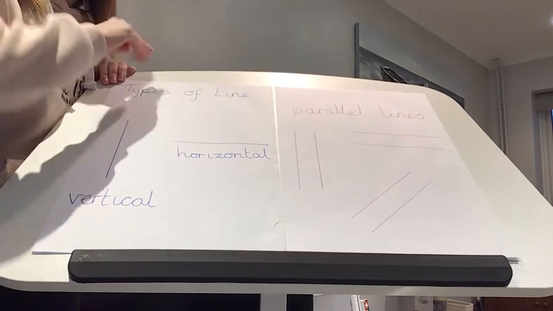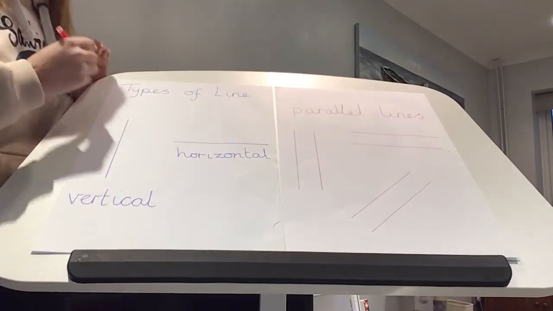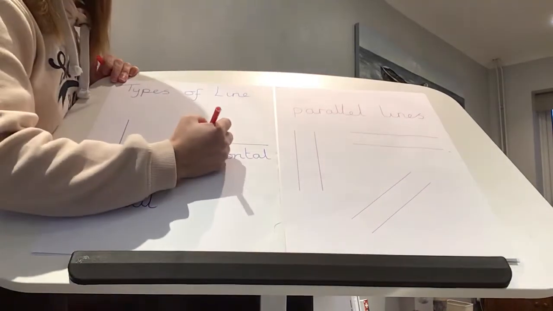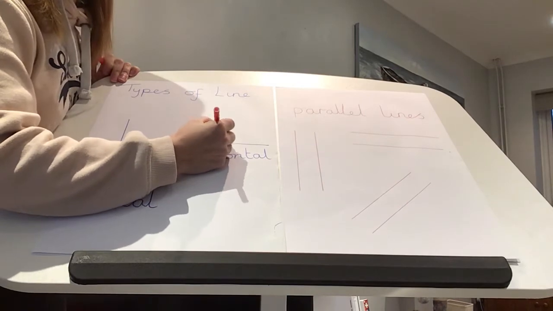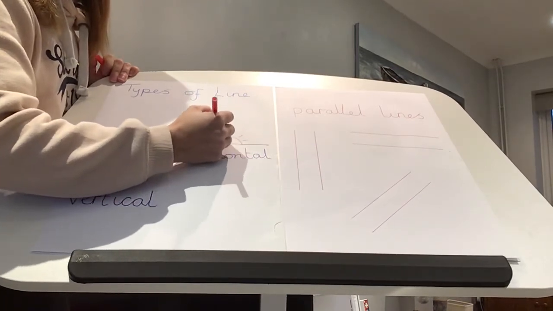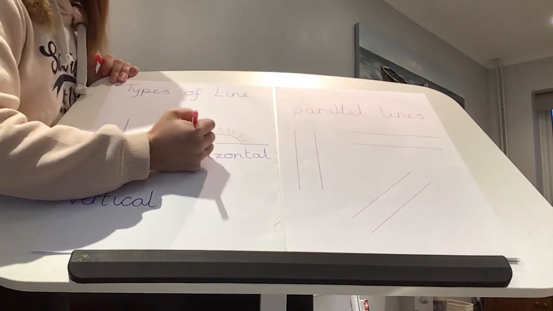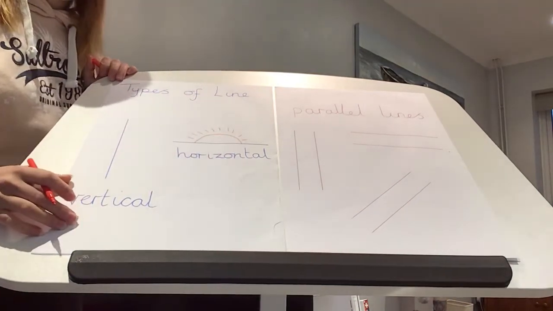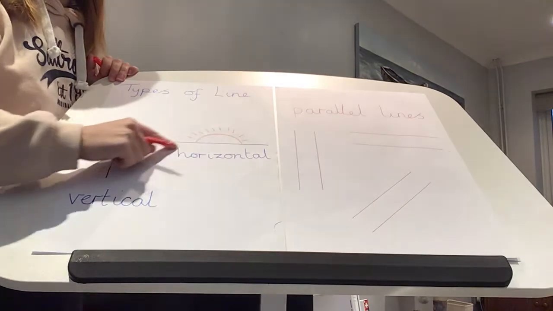Horizontal lines are lines that go straight across. Now, a good way of remembering is if you think of the word horizon, which is where you might have the sun coming up across the land, which is similar to the word horizontal. So that might be a good way to remember.